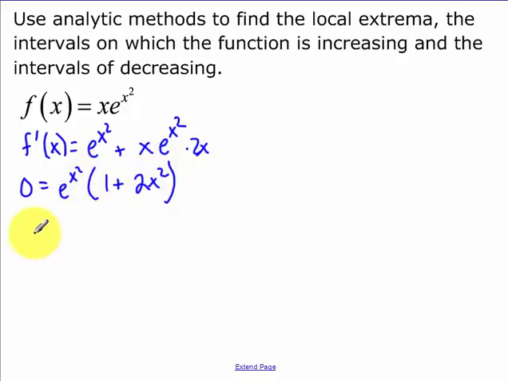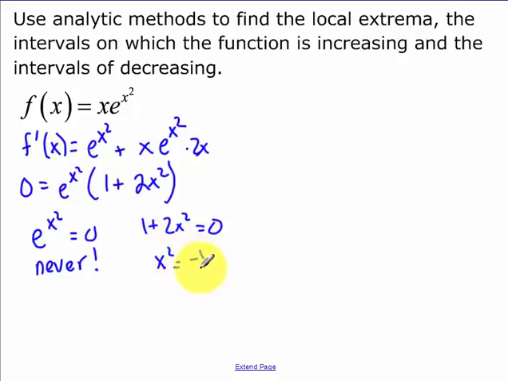So I have when e to the x squared equals 0, and I have when 1 plus 2x squared equals 0. E to the something is never going to equal 0. So this is going to be a never. I have no critical points. Here I have x squared equals -1/2. That is also a never. Also here, our derivative is never undefined.